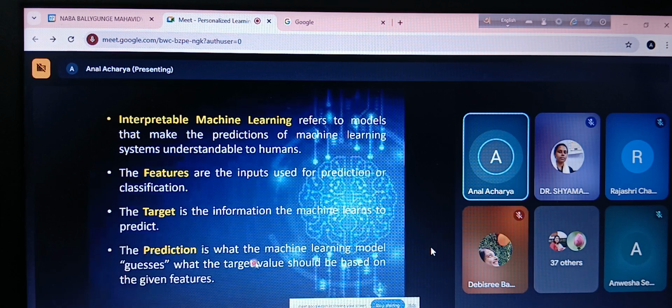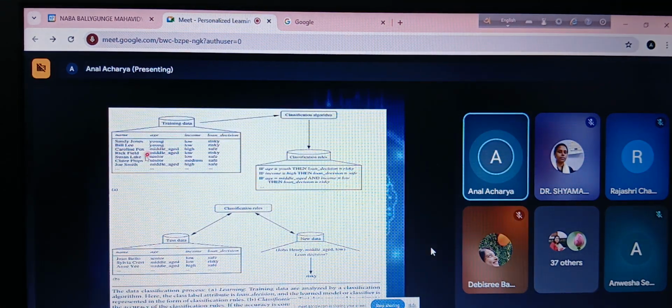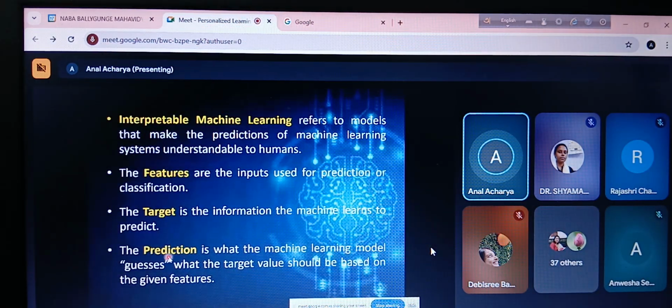So prediction is what the machine learning model guesses the target value should be. Again, if we take this example, just a recap, name, age and income are the features. This loan decision is the actual target, or the label. It has 2 types of values. One is safe, another is risky. So in that case, we will say that the prediction is safe or risky, and the target is the loan decision.